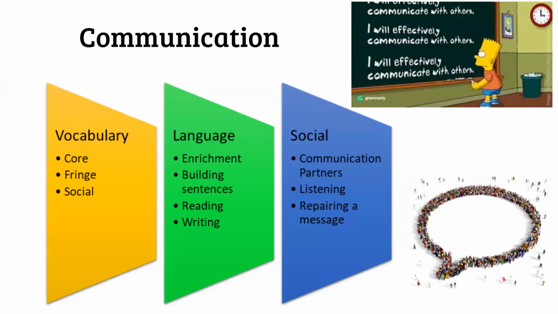The first is vocabulary. In order for students to successfully use AT, they need access to words that are meaningful and powerful. Using a combination of core vocabulary, such as words like go, like, want, fringe words, words like home, pizza, juice, and social words such as hi, bye, or help. Students should be able to formulate their own thoughts and ideas.